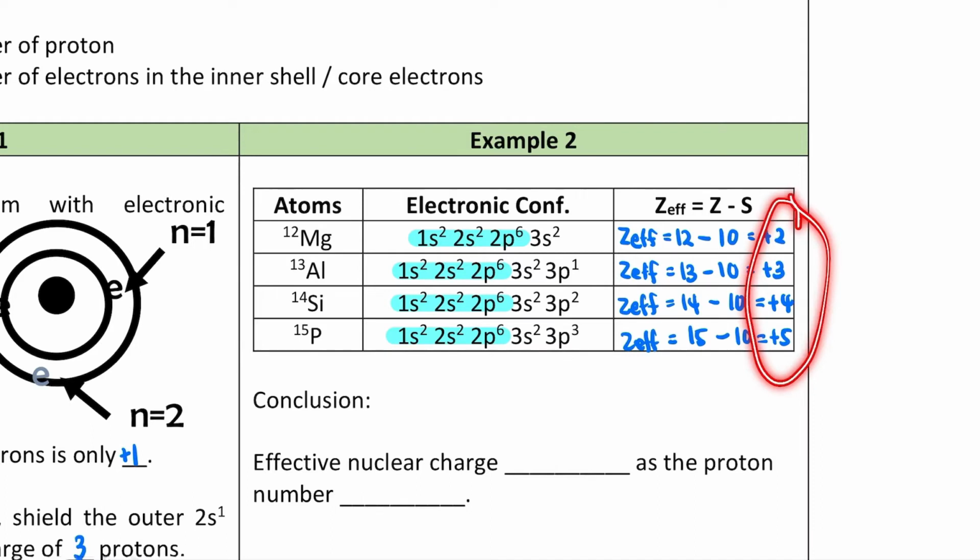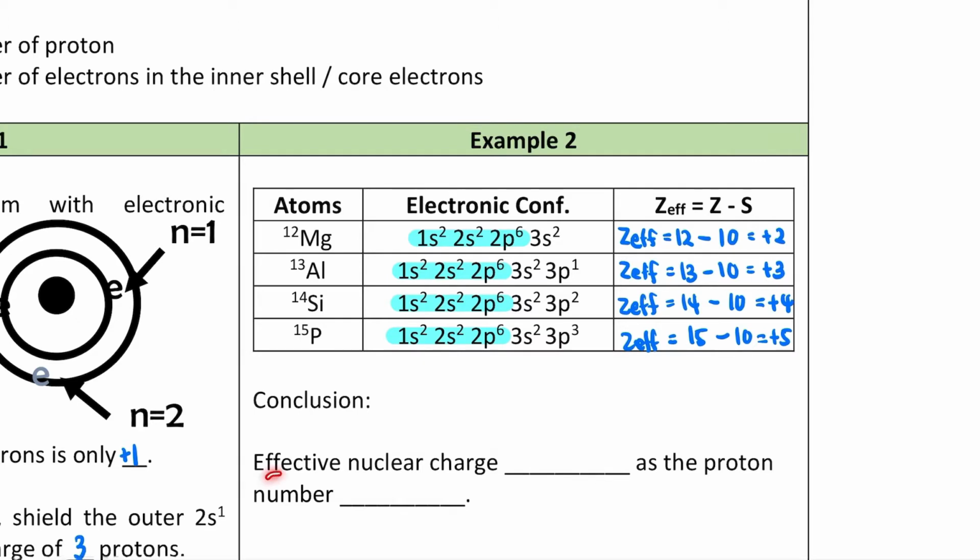Now, we have the effective nuclear charge felt by the valence electron. Although initially the positive charge is large, 12, 13, 14, 15, the charge felt by the valence electron ends up being small. It only feels a positive 2 charge. That means the attraction is small, only positive 2.